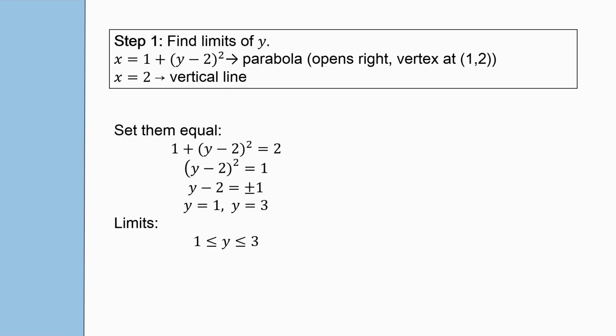First, we determine the limits of integration. To find it, we must find where the two curves intersect. So we set 1 plus the square of y minus 2 equals 2. Solving this, we get the square of y minus 2 equals 1. Taking the square root of both sides, y minus 2 equals positive and negative 1. And so y is equal to 1 and y is equal to 3. Therefore, the limits of integration are from y equals 1 to y equals 3.